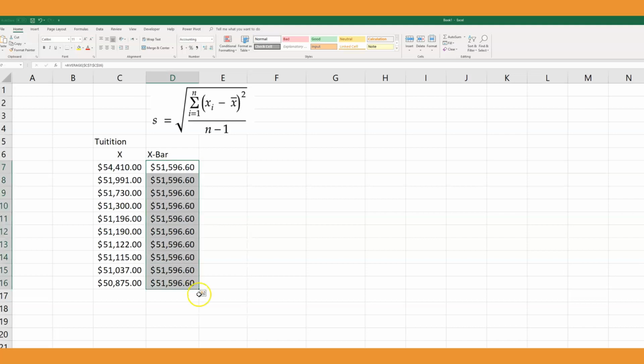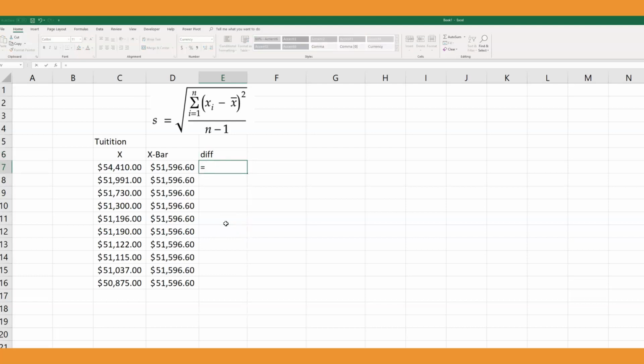And here we go. So just repeating, to make it a lot clearer, that's basically to clarify what I'm doing. So before I do the square, I'm going to take the xi, which is every tuition here, and subtract the mean from it.